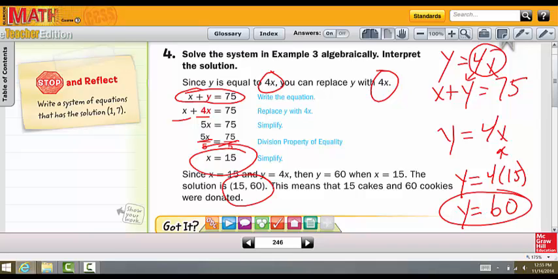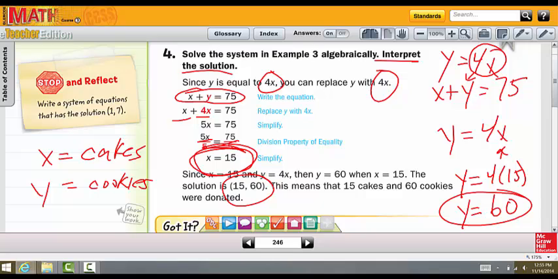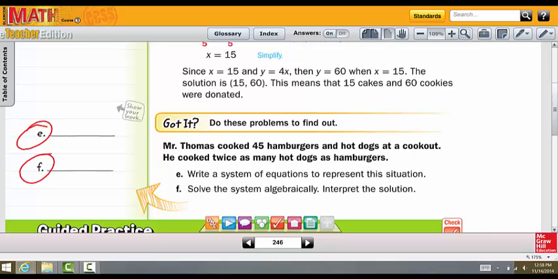So this is the solution to our system of equations, but then it says to interpret that solution. So in order to interpret that solution, if you think about it, if you go back to your bar diagram, you showed that x equaled the cakes and that y equaled the cookies. So now if you literally look at your solutions for x, we are saying that we had 15 cakes. And if you look at your solution for y, we are saying we had 60 cookies donated. Please press pause and do letters E and F.